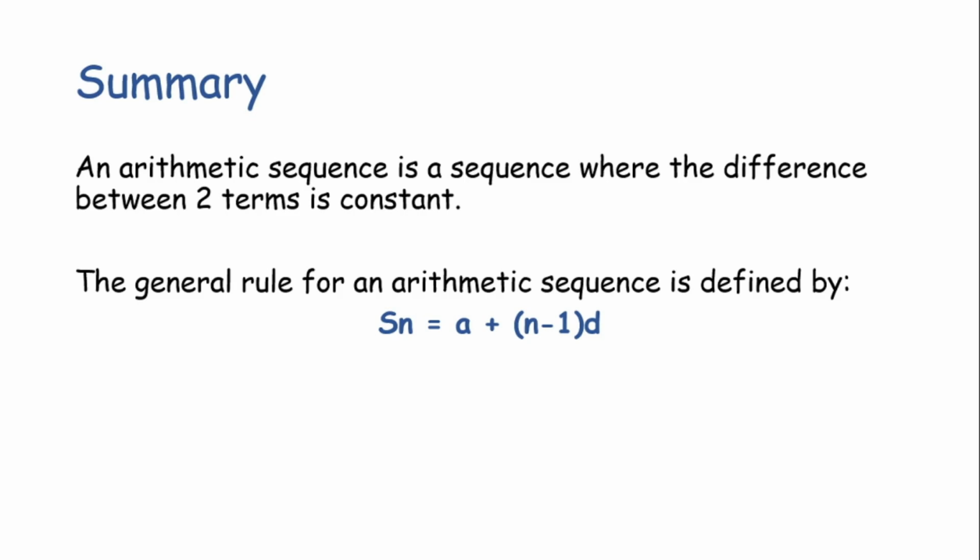Let's summarize what we have learned. We know that an arithmetic sequence is a sequence where the difference between two terms is constant or stays the same. And we know that a general rule for an arithmetic sequence is defined by Sn is equal to a plus n minus 1 d. Well, that's it for arithmetic sequence, guys. Hope the examples made it easy to grasp the concept.